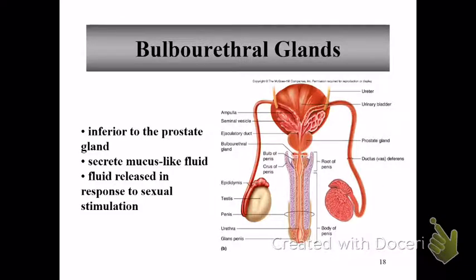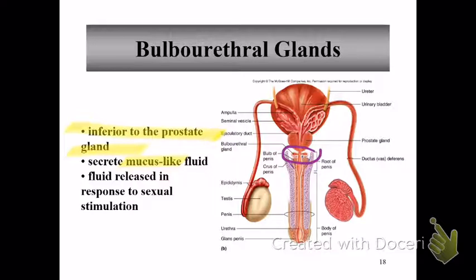Okay, the bulbourethral gland, highlight this. It is inferior to the prostate gland. So it's just below. It's right here. Secretes a mucus-like, snotty fluid released in response to sexual stimulation. So when the man gets stimulated, we'll say, it secretes this snotty-like substance.